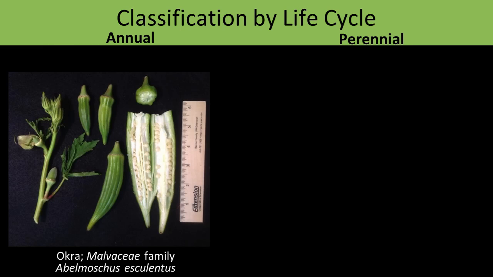Classification by life cycle is divided into two major groups, and most of our vegetable crops end up in the annual classification, much like the okra shown here. And what that means is that you can plant seed, and by the end of the season, you will have a fruit producing a mature seed. So, seed to seed production in a single season is what makes an annual plant an annual.